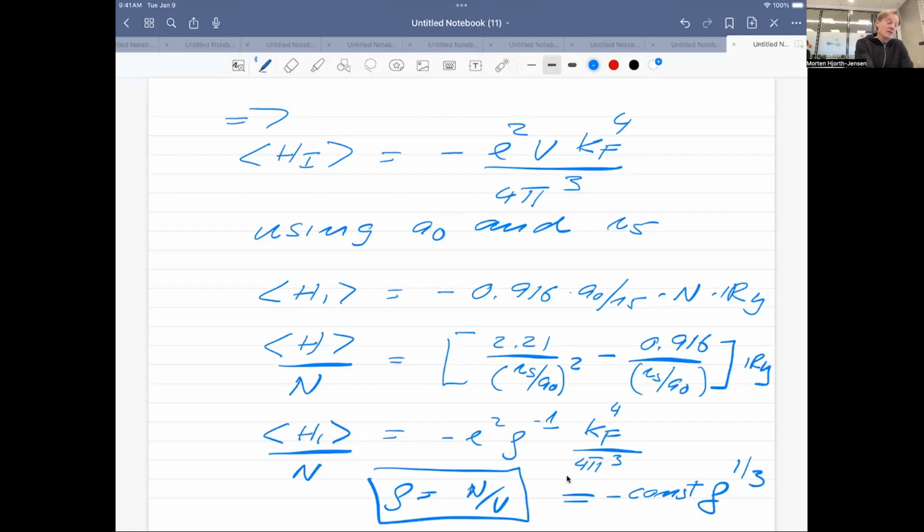And you see, because this quantity which you have here is going to be proportional to density to the power of 4/3. And then you have density to the power of -1. So that gives you density to the power of 1/3. And this is the classical expression which is used in density functional theory.